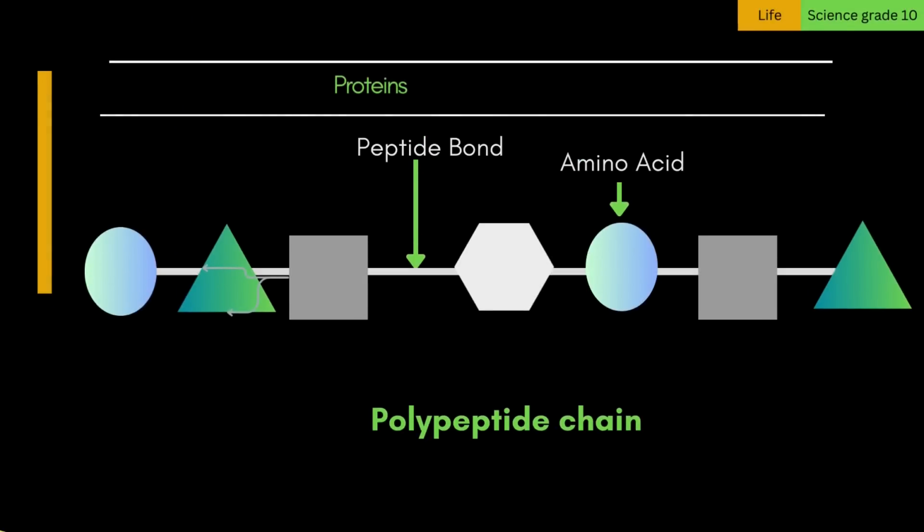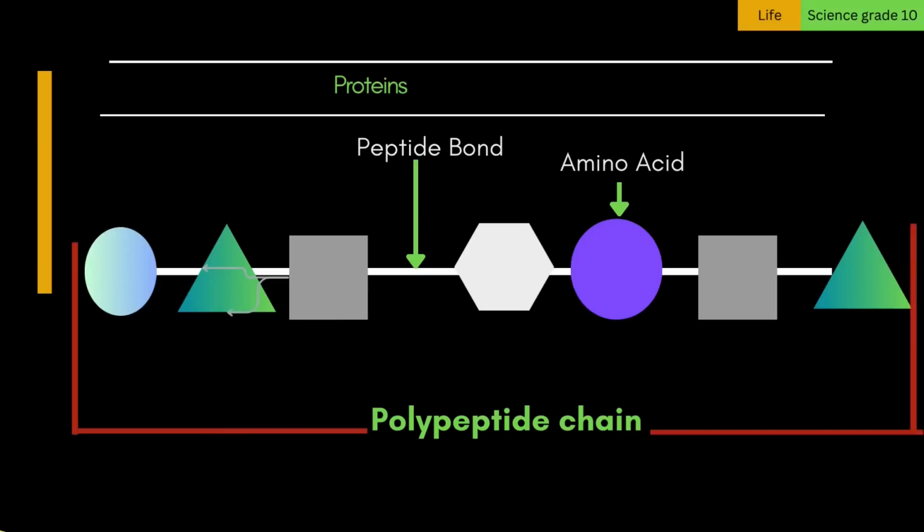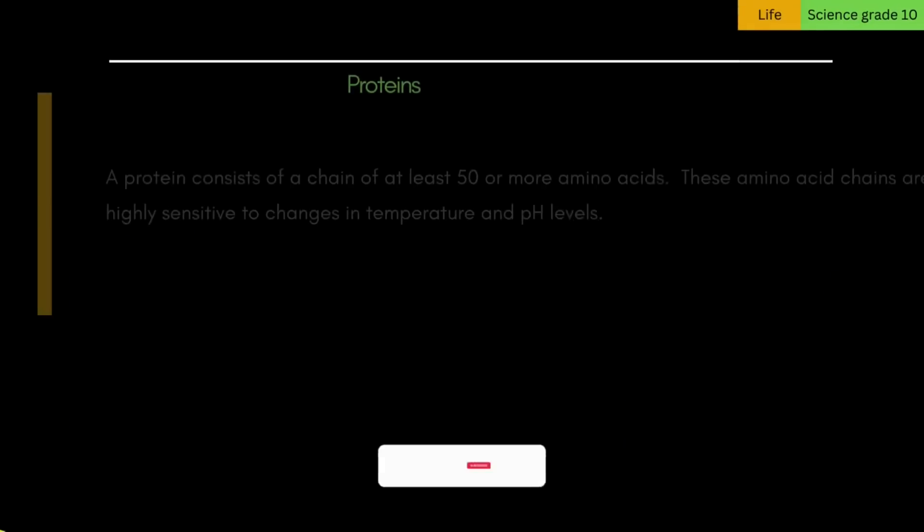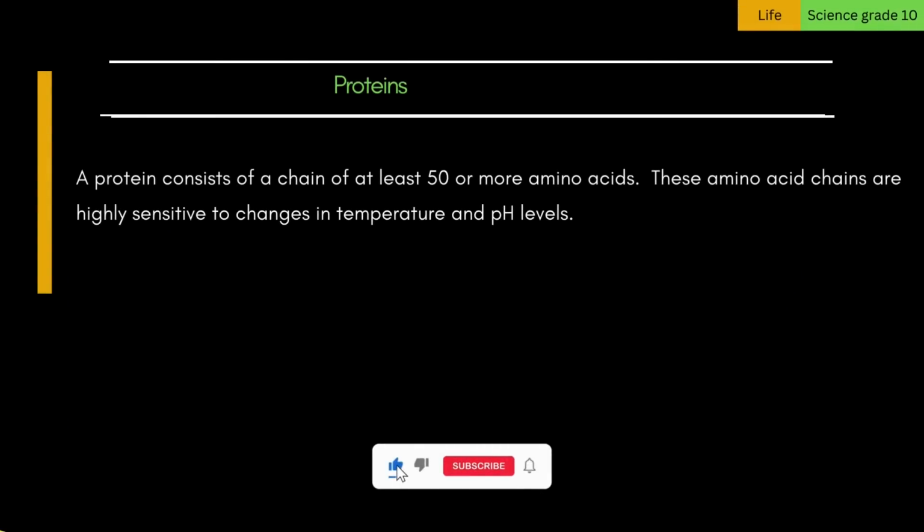In the polypeptide diagram above, amino acids are shown as separate or individual units connected by peptide bonds. A peptide bond is a linkage formed between two amino acids. On the other hand, a polypeptide chain is a longer, continuous, and branched chain of amino acids linked by peptide bonds. A protein consists of a chain of at least 50 or more amino acids.